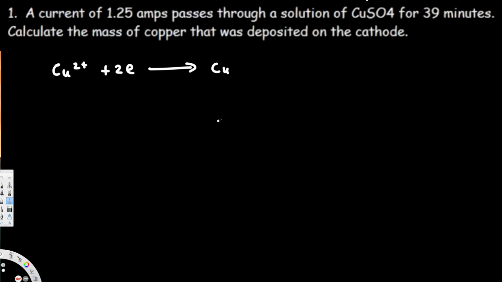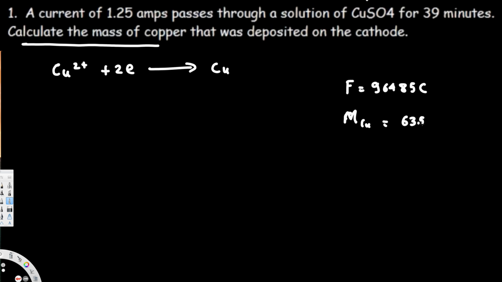Now to calculate this mass, we need two pieces of external information. One of them is Faraday's constant, that's going to be 96485 coulombs. And then we also need the molar mass of copper, so let's say capital M Cu, that's going to be equivalent to 63.55 grams per mole.